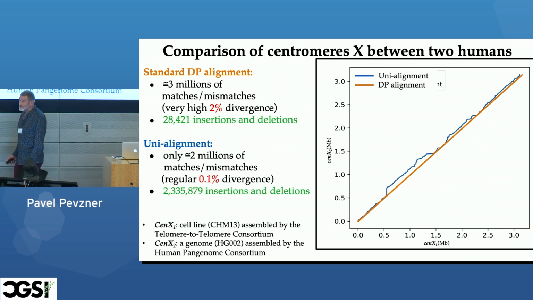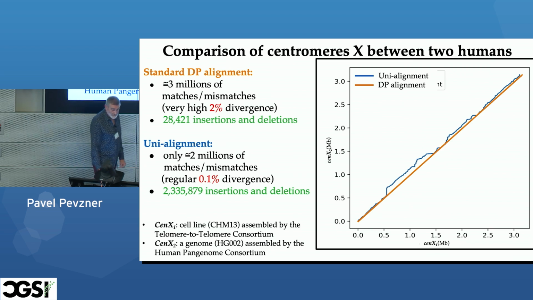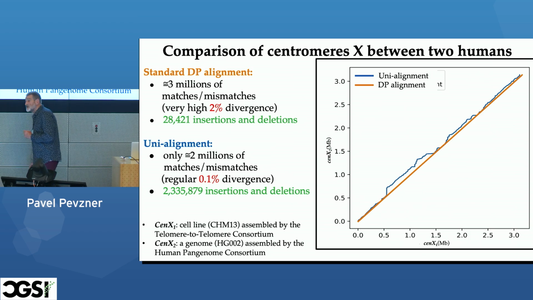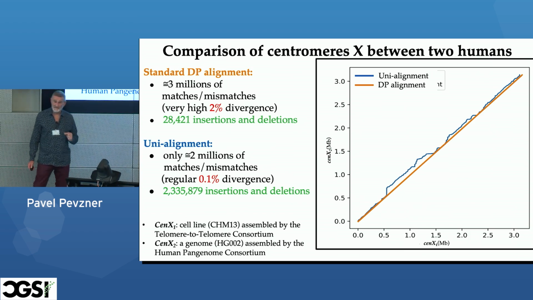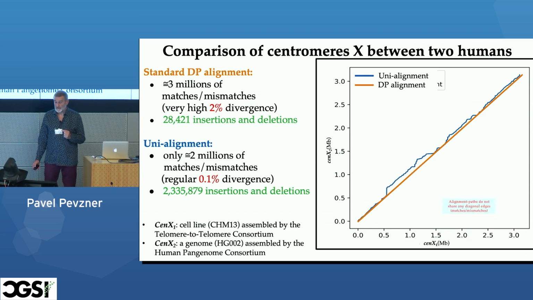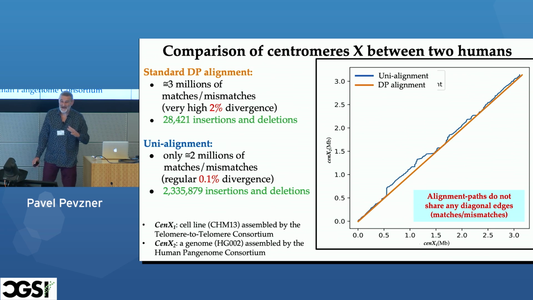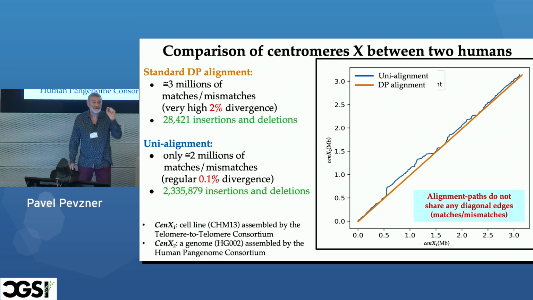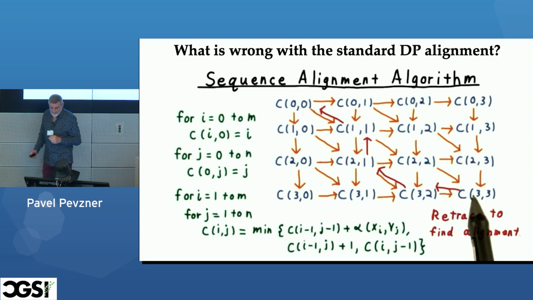And this is a different alignment, completely different. It has a normal divergence rate of 0.1%, as in the rest of the human genome, but it has a huge number of tandem duplications and tandem deletions. Now, an interesting thing: these alignment paths do not share any matches. So if the second path is correct, then the first path doesn't have a single correct predicted match or mismatch between these 2 centromeres. So which one is correct? Let's go into this. What is wrong with the standard alignment?